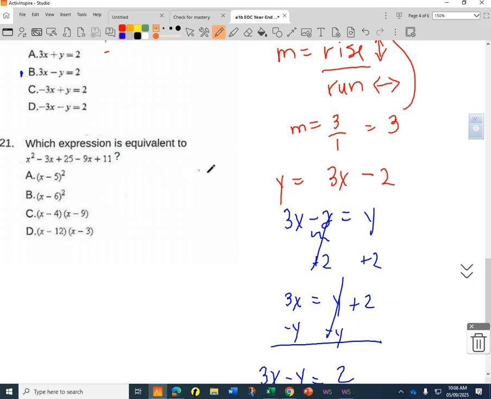And number 21. Which expression is equivalent to x squared minus 3x plus 25 minus 9x plus 11? It gives us an algebraic expression, and then our answer choices are all factors. They're all expressions that are being multiplied, right? X minus 5 squared is the same as x minus 5 times x minus 5, right? X minus 6 squared is the same as x minus 6 times x minus 6.